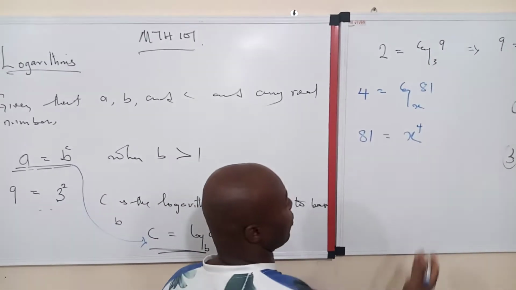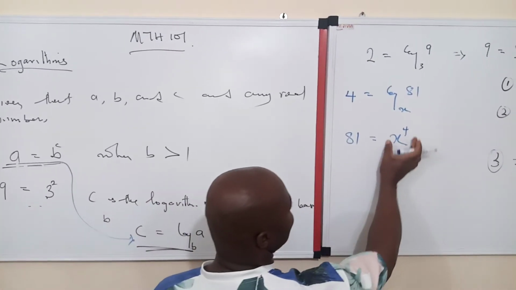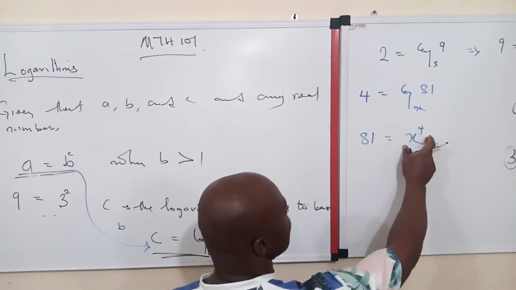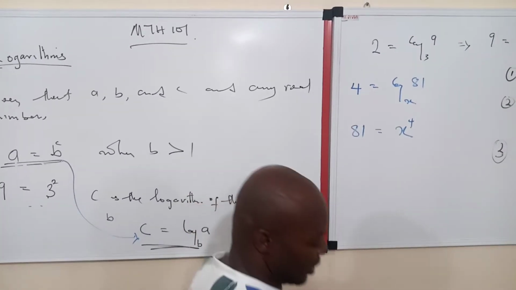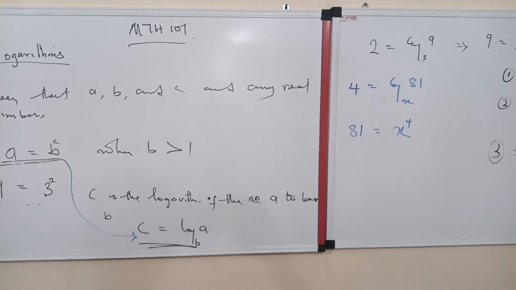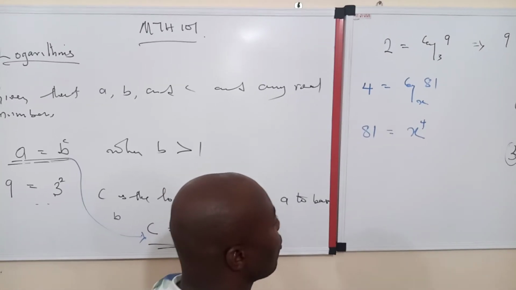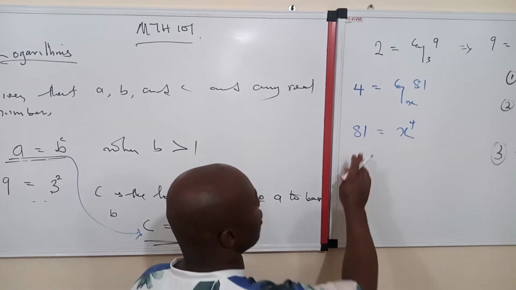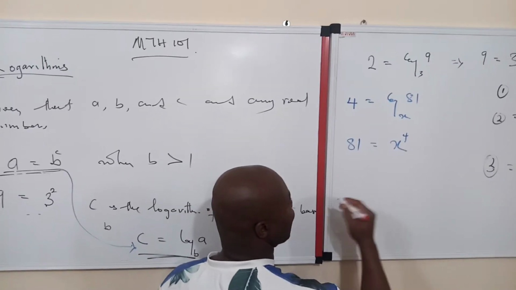This is simple, as we have also considered when we were considering indices. Now that we have this kind of expression, we just try to see if we can rewrite our left-hand side in terms of a number raised to power 4, so that we can equate the two sides. What number can we multiply 4 times that will give us 81? Let's try to write this in terms of indices, a number raised to the power of something. That number is 3.